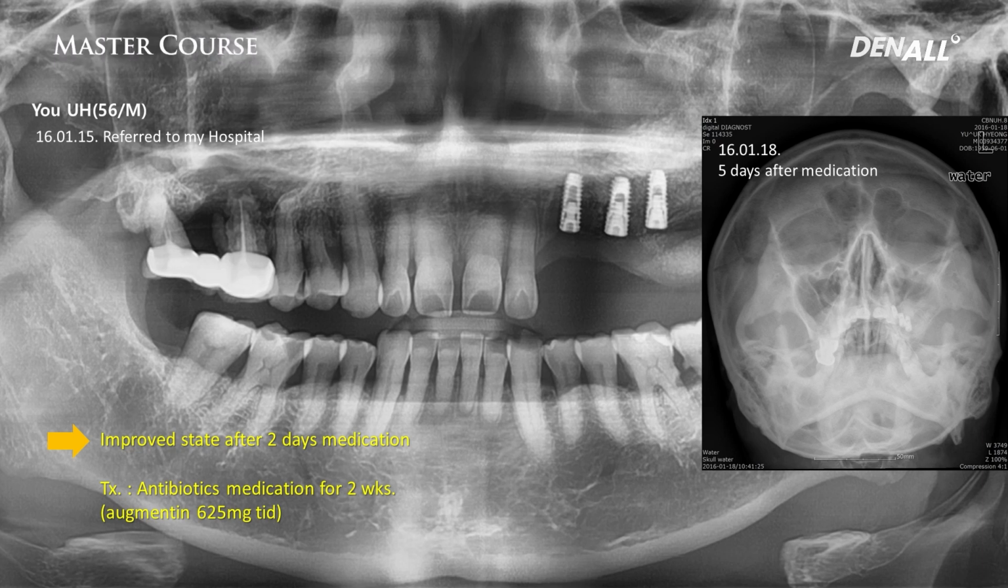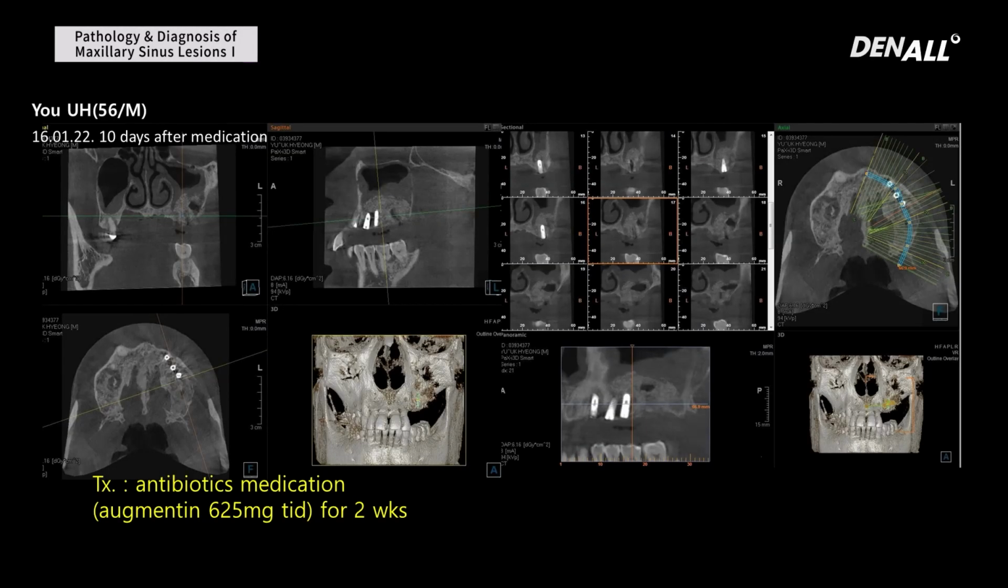CT was taken initially, and 5 days later, since the patient complained of sinusitis symptoms, this is the Waters view. You can see on the left side, haziness has increased, but you can see airflow with the nasal cavity. The maxillary ostium is not fully blocked. The patient was prescribed antibiotics, Augmentin, 625 milligrams for 2 weeks, 3 times a day.